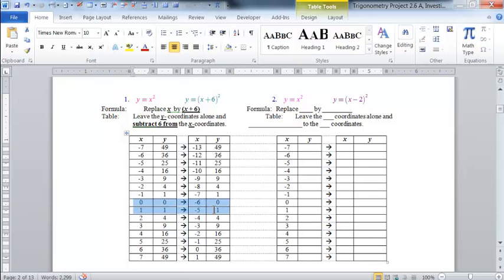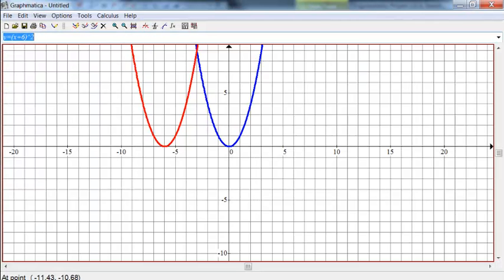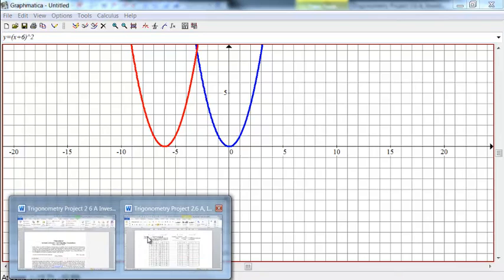The vertex was at 0, 0. Now the new vertex we've set here is at negative 6, 0. Sure enough, there it is. And so we see that the graph, when you add negative 6 to the x-coordinate, leave the y alone, each corresponding point stays the same height, but is just shifted to the left 6.